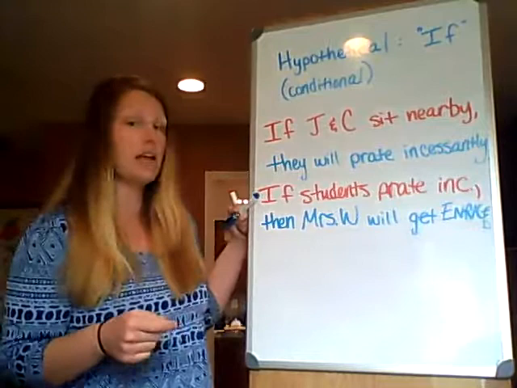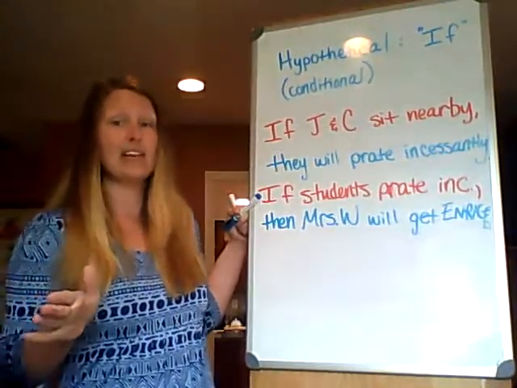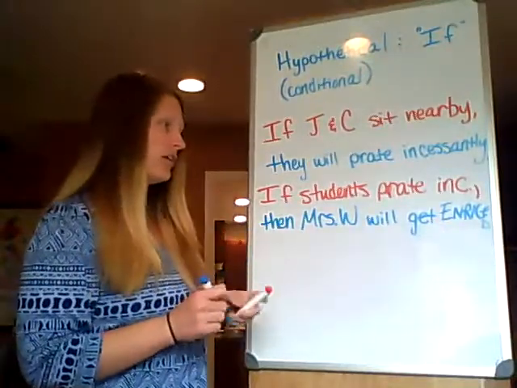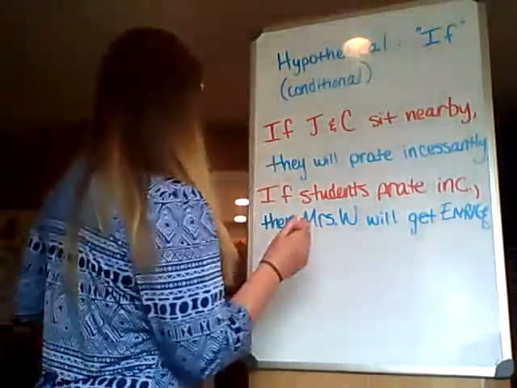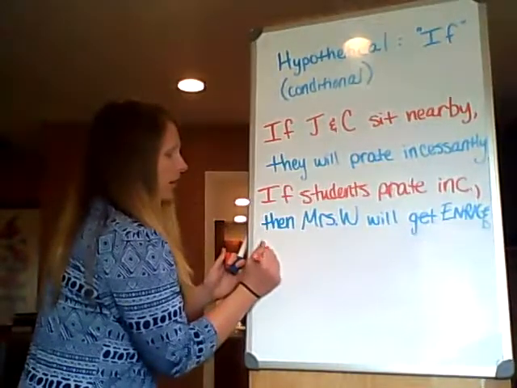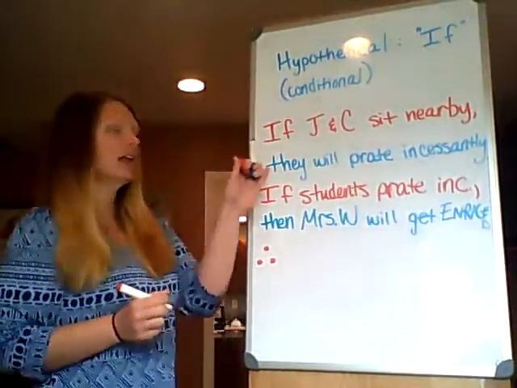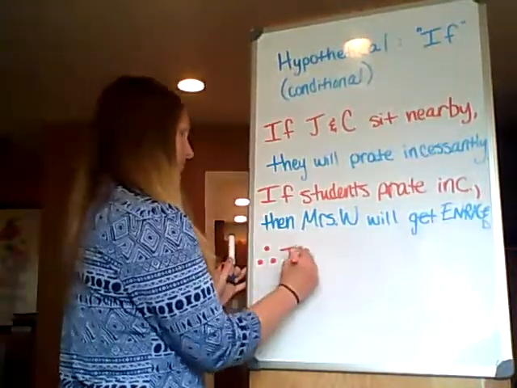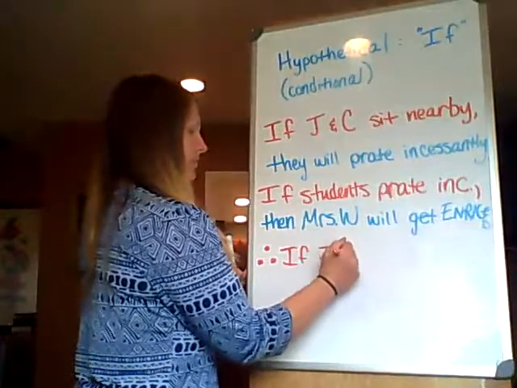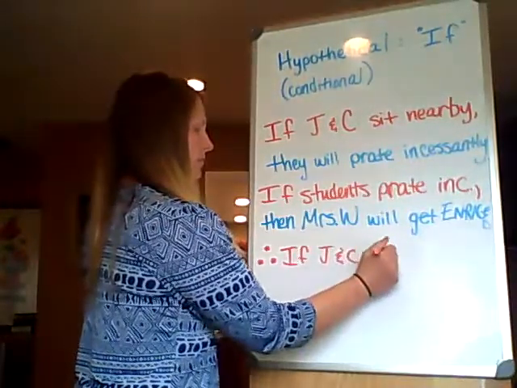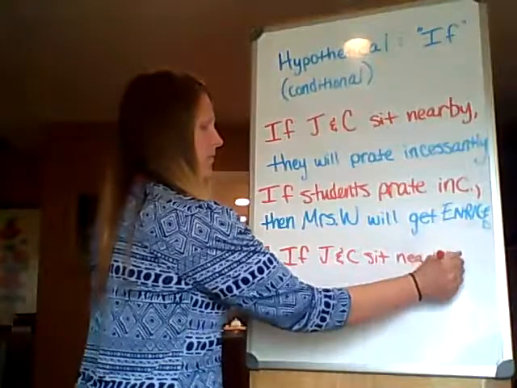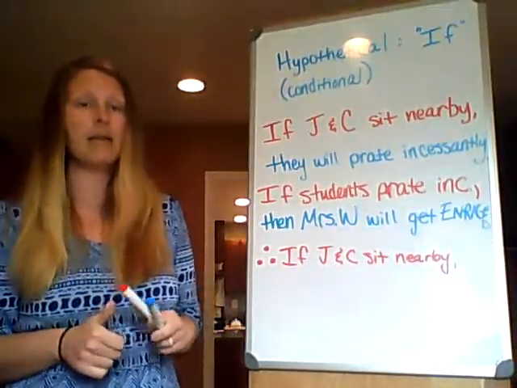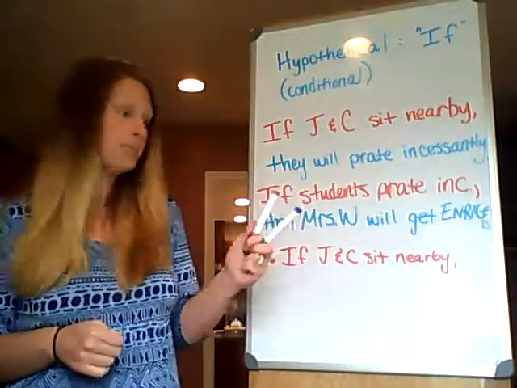If students prate incessantly, then Mrs. Warren gets angry. So what we know for sure here is this. We know, as a matter of fact, that if J and C sit near each other, well, what is automatically guaranteed to happen? What's automatically guaranteed to happen is that Mrs. Warren's going to get mad.